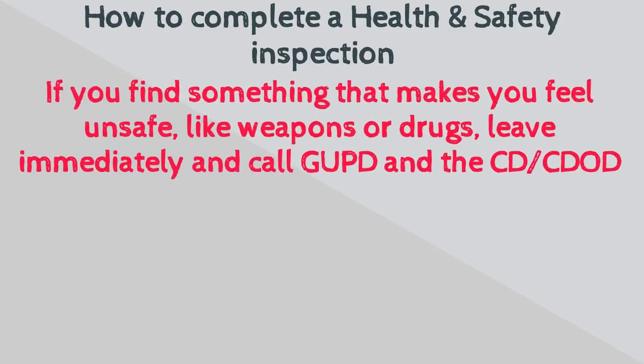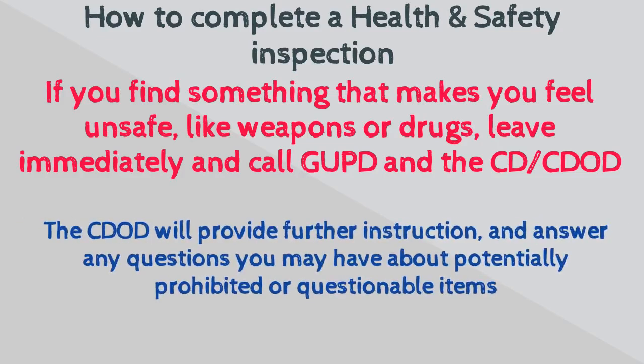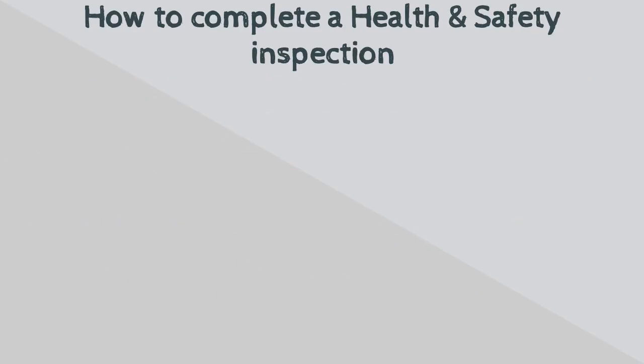If you find something that makes you feel unsafe, such as weapons or drugs, you should leave the room and call GPD and the CD or the CDOD. The CDOD will give you further instructions. If you have questions about whether or not an animal is authorized, or you're confused about whether or not to document something you see during an inspection, call your CD or CDOD.